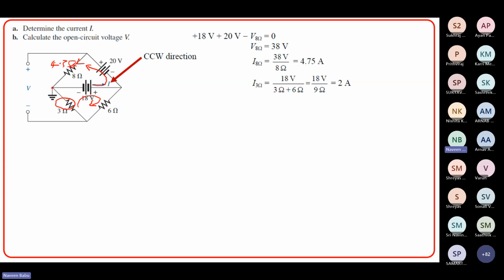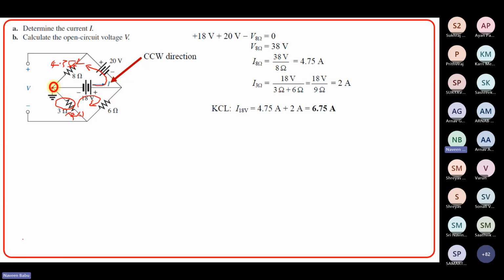So it is 18 divided by 6 plus 3, which is 9. So 2 ampere is the current flowing through this. And now you can apply KCL at this particular point. So it is 4.75, which is the current entering, and 2 ampere, which is the current entering, must be equal to the current leaving. So 6.75 ampere is the current that is coming out of this battery. That's what is asked, right?